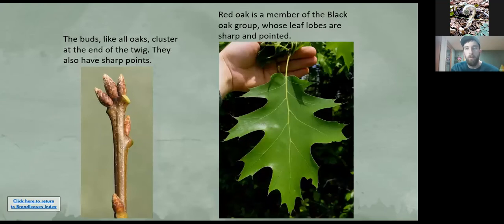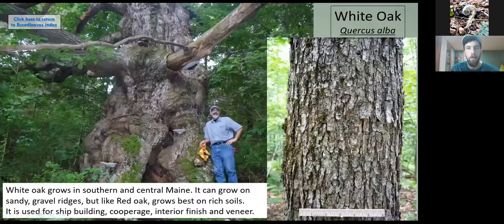So here we're looking on the right-hand side. You notice that all the lobes are tipped with a point, almost like a hair-like structure. So that's unique to the red oak or black oak group. And here you look at the buds over here on the left-hand side. All oaks typically cluster at the end of the twig and have sharp points to them.